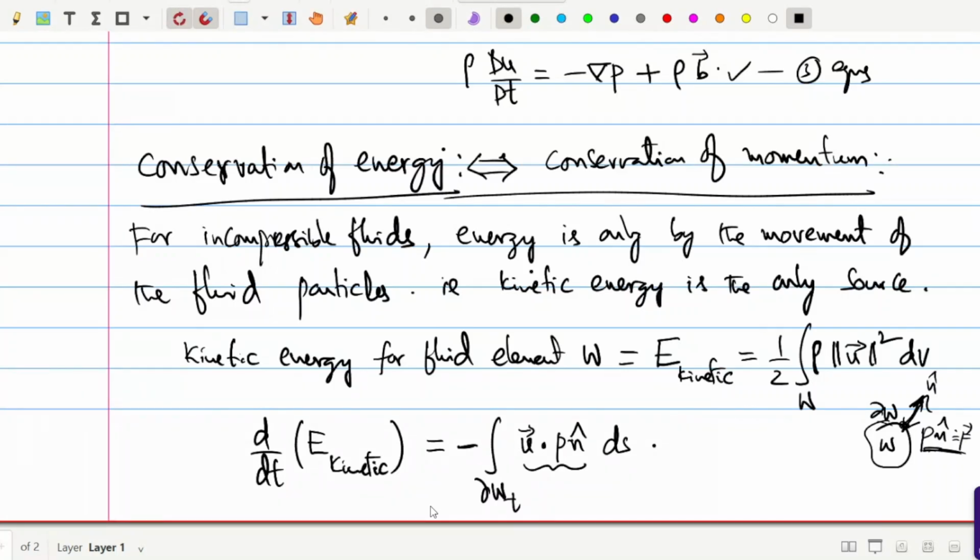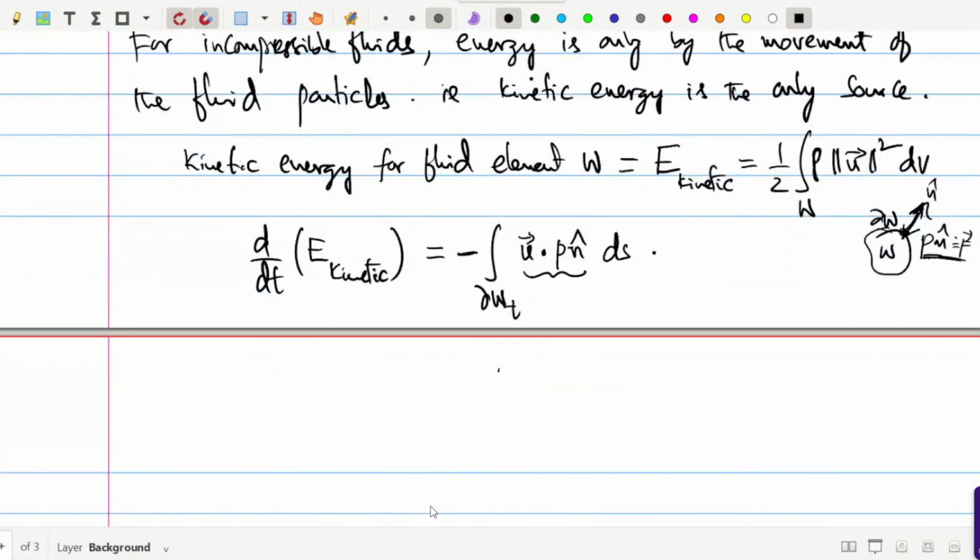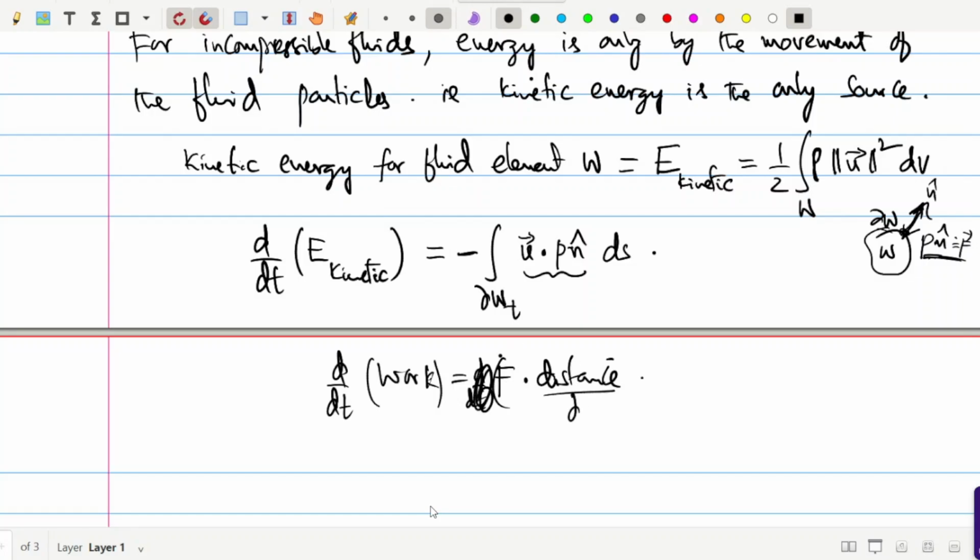Hello? Please interact so that we understand whether you are following or not. See, for example, force: what is work done? Work done is force into distance, right? Now, rate of change of work is basically d/dt of this, right? For a fixed force, this is distance by time, which is nothing but F into u. That is what you are seeing here. Do you understand?